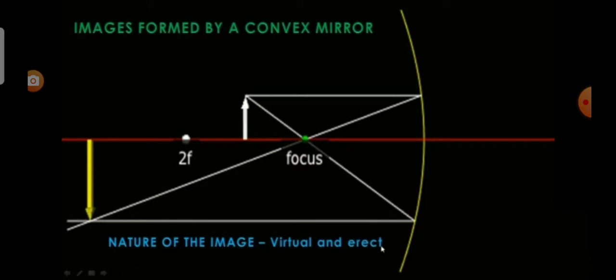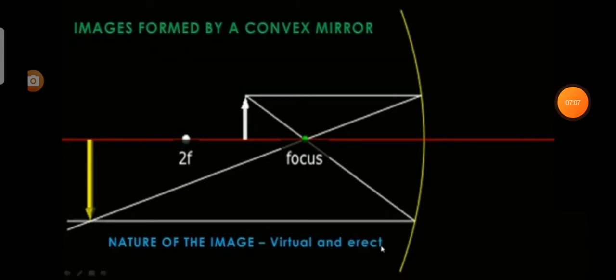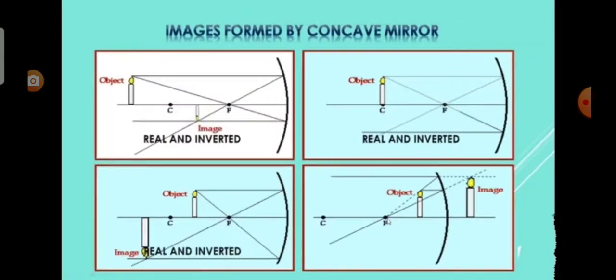If the position of the object is between infinity and the pole, the position of the image is between the pole and F, the image size is diminished, and the nature of the image is virtual and erect. Now we see about the image formed by the concave mirror.